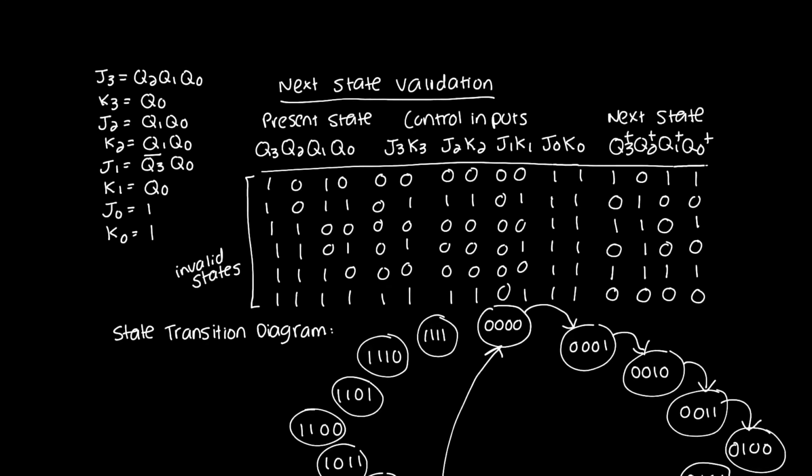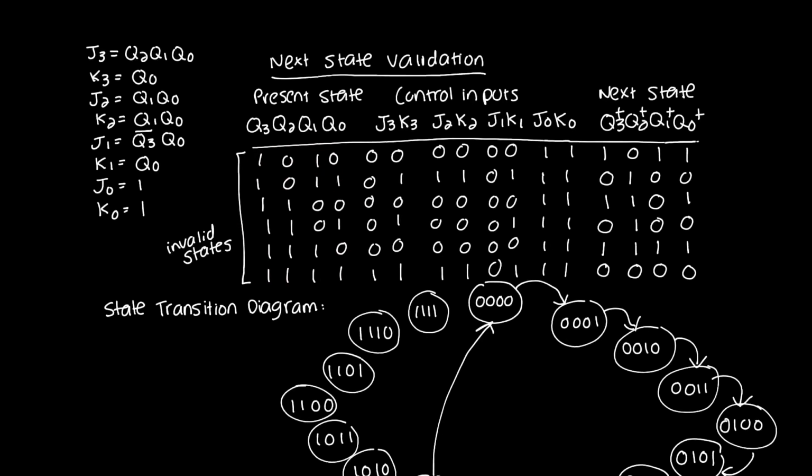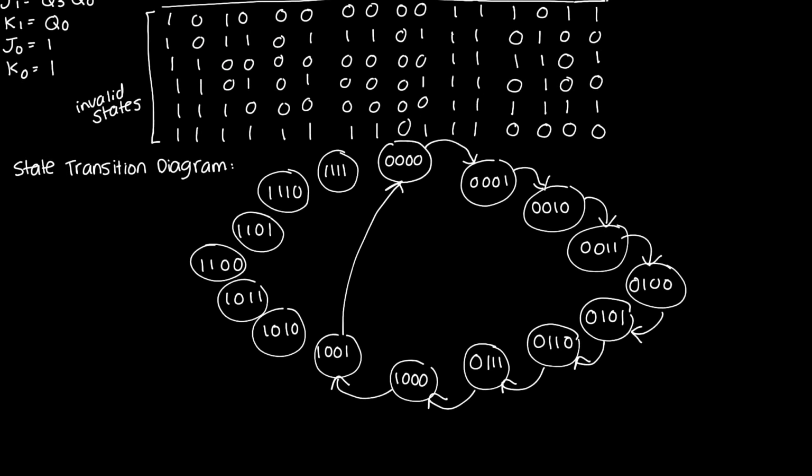Okay, I've gone ahead and filled out all the invalid states, and I'm just going to go over a few of them for you. So what I've done over here, I've written out all my invalid states. So that's anything outside the valid counting sequence. So this is the valid counting sequence. This is all the invalid states.